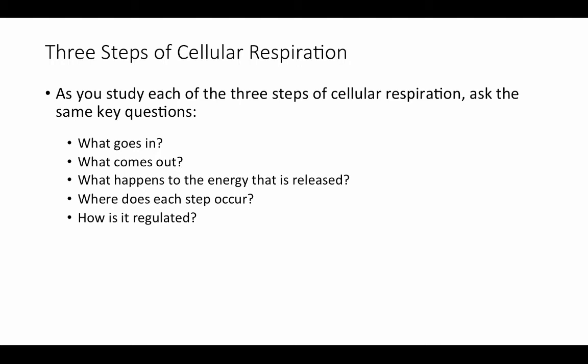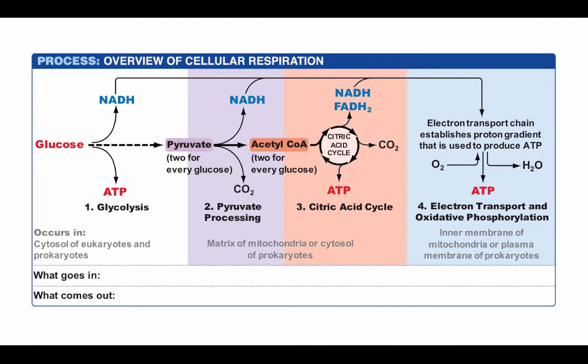What happens to the energy that's released? How is energy transformed during this part of the process? In what physical location does each step occur? Where is this happening? How did it get there? And then also, how is it regulated? How is this process controlled? Here's a good overview of this whole process with all of the different inputs, not in their proper quantities, but just an overview. The outputs, so the out arrows are what's coming out.